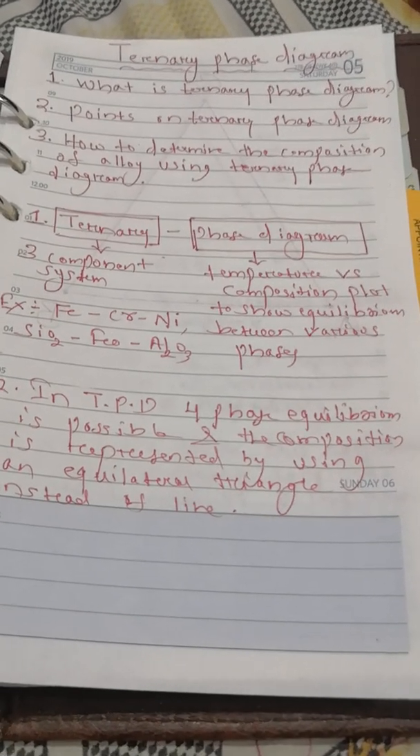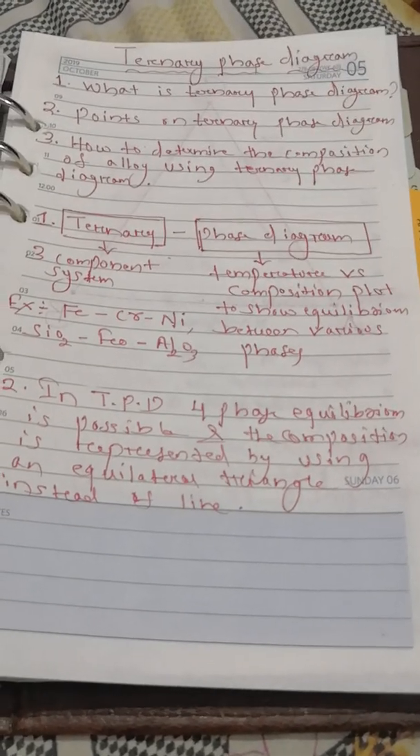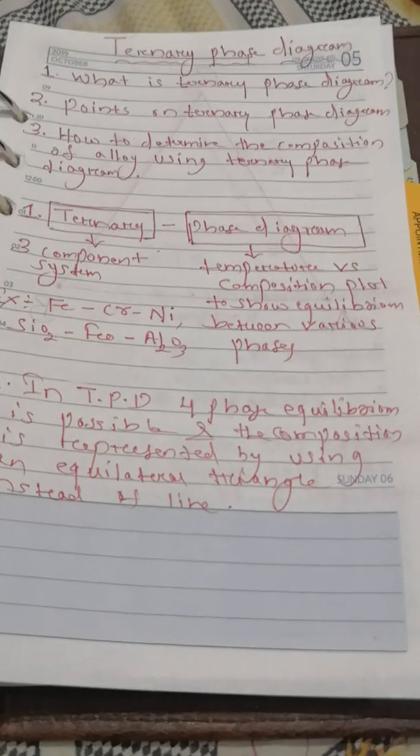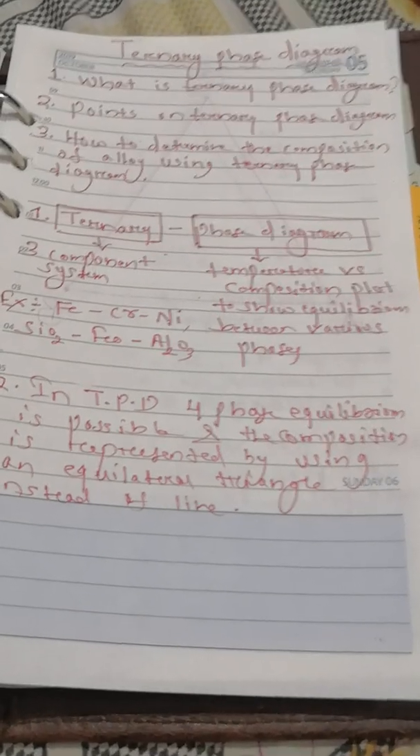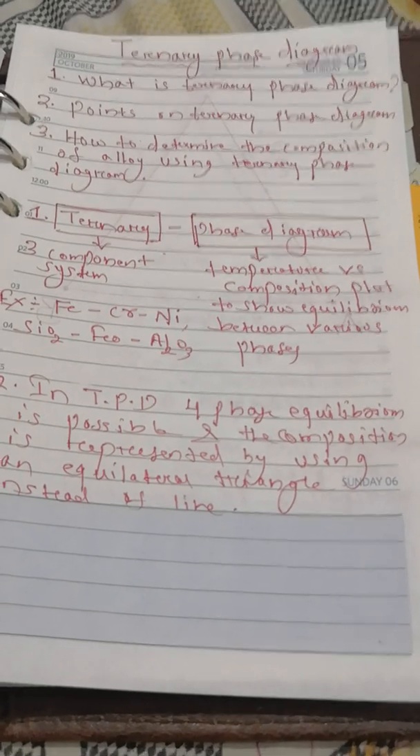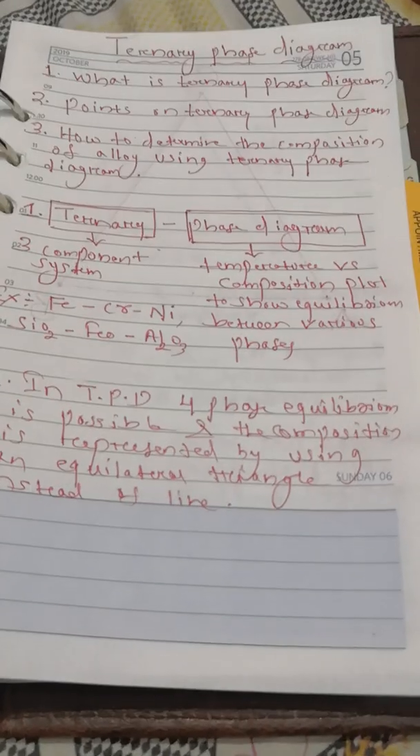And another one is, in ternary phase diagram we have four phases in equilibrium, for example, alpha plus beta gives rise to gamma plus delta. So alpha is 1, beta is 1, gamma is 1 and delta is 1. But in case of binary phase diagram we have three phases in equilibrium. For example, gamma decomposes to alpha plus Fe3C. So gamma is 1, alpha is 1 and Fe3C is 1. So 3.